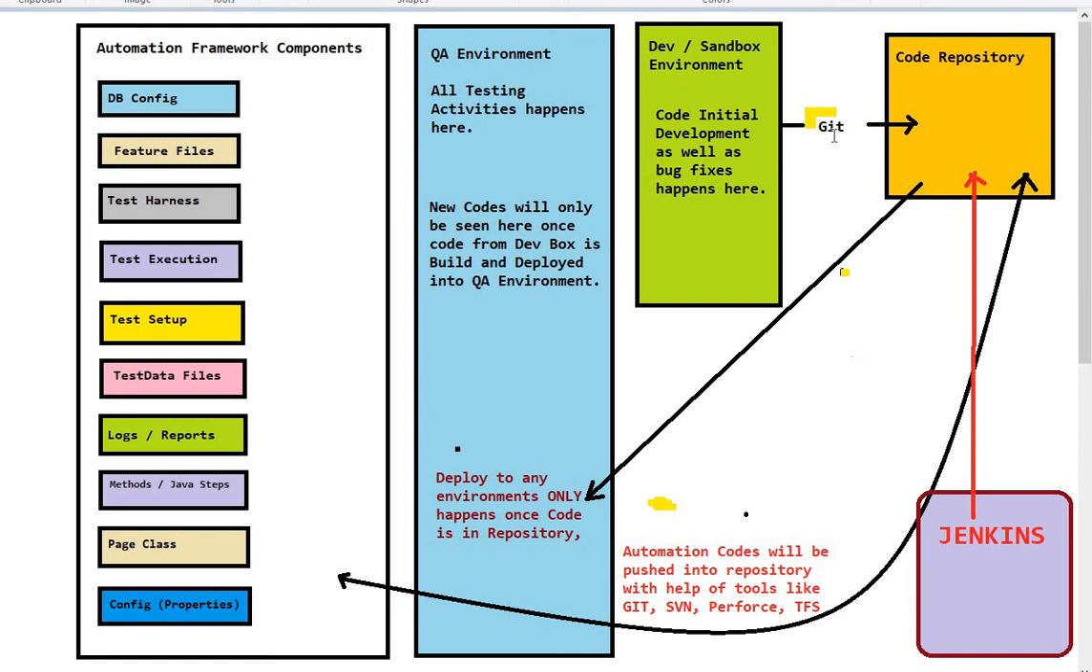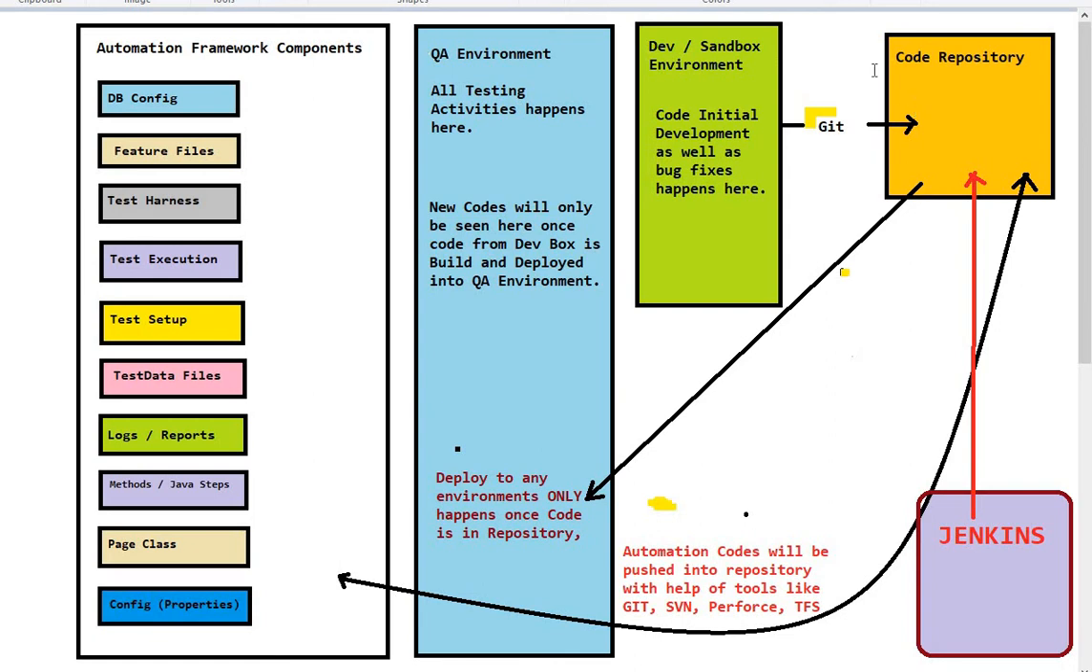Then they will use tools like Git, or, as you see here, different tools I wrote: Git, SVN, Perforce, TFS. Based on what the company has, they use one of those tools to push the code into the repository. A repository is like a server that holds all the different versions of code. Git basically works as a transporter that transports the code into the repository box.